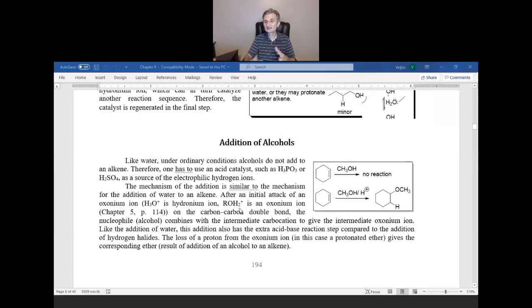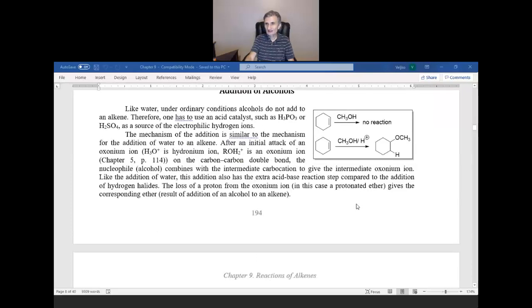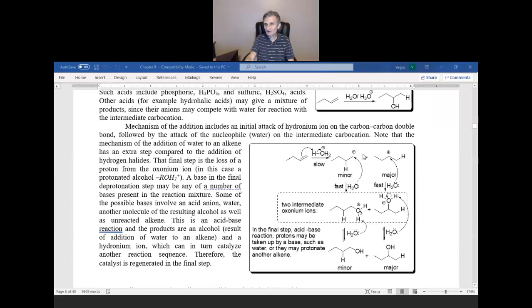Alcohols add exactly the same way as water. The only difference is now the products are ethers. And again, just like water, on their own, alcohols don't react with an alkene. We need a drop of an acid catalyst. And with an acid catalyst, the reaction is very fast. It's done within minutes. And the products are the corresponding ethers. So exactly the same as addition of water.